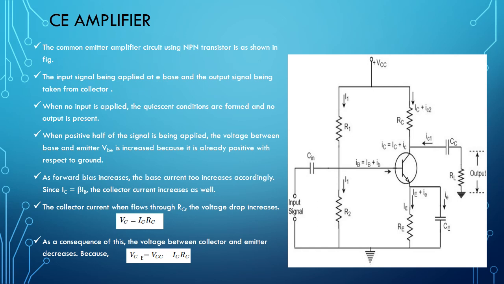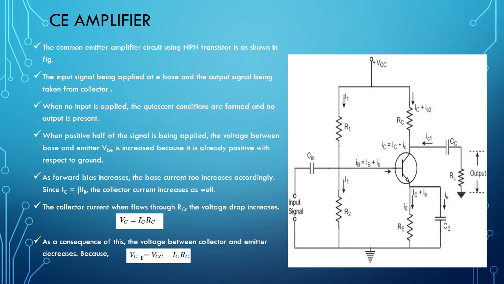But at the collector, the voltage drop across the collector resistor RC is VRC equal to IC RC. Because of this voltage drop, the output between the collector and the emitter is VC equal to VCC minus IC RC. Because of this, we will get the phase difference in the common emitter amplifier.